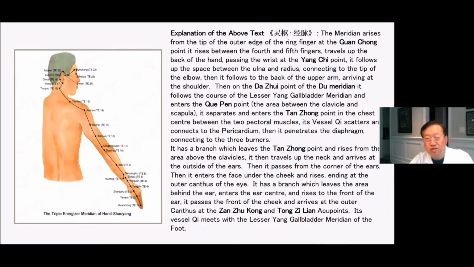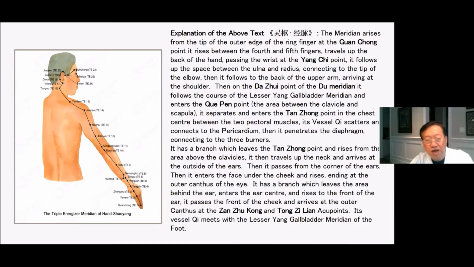It separates and enters the tanzhong point in the chest center, between the two pectoral muscles. Its vessel qi scatters and connects to the pericardium. Then it penetrates the diaphragm, connecting to the three burners. It has a branch which leaves the tanzhong point and rises from the area above the clavicles. Then it travels up the neck and arrives at the outside of the ears. Then it passes from the corner of the ears. Then it enters the face under the cheek and rises, ending at the outer canthus of the eye.